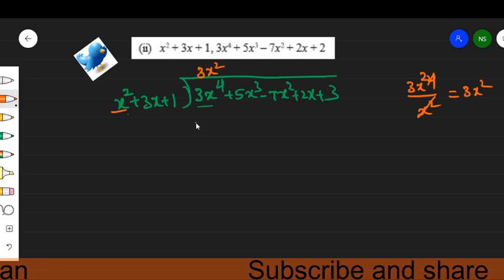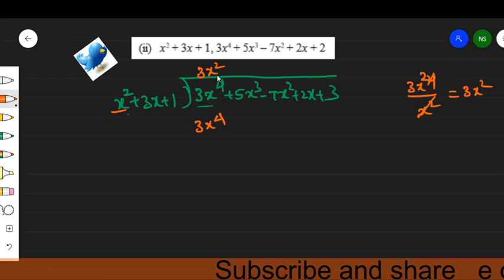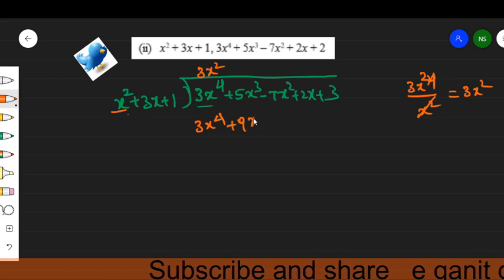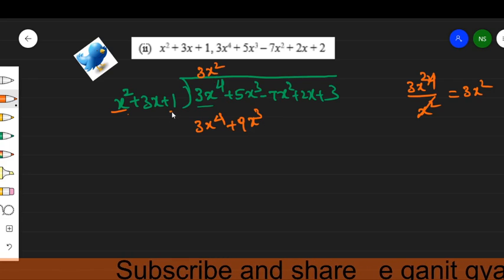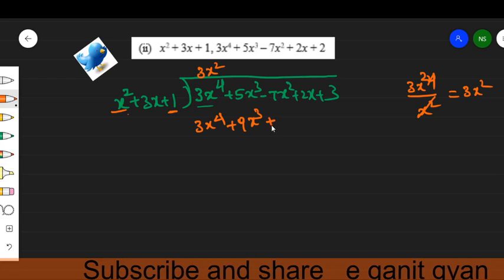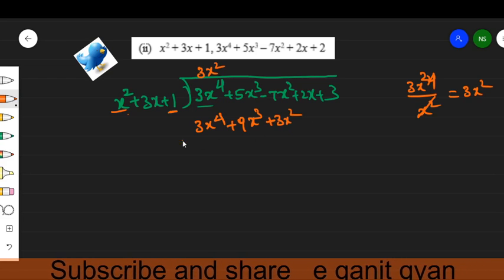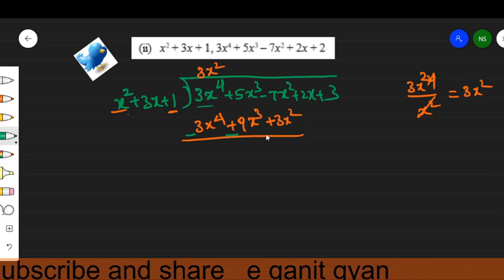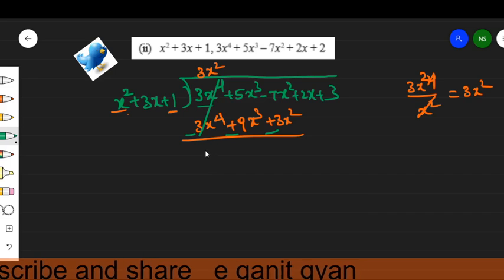3x square into x square is 3x to the power of 4. 3x square into 3x is 9x cube. 3x square into 1 is 3x square. So if we subtract, compulsorily we should change the symbols. These two terms will become 0.